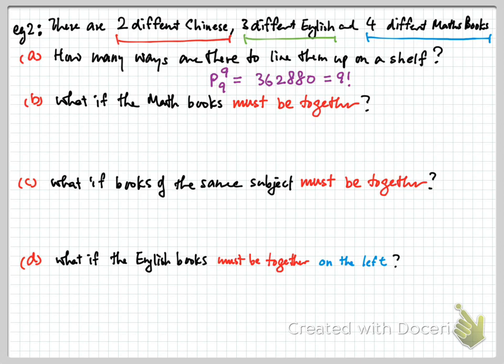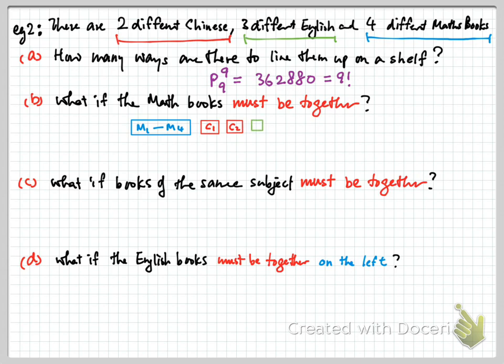No restrictions. Now what if the math books must be together? So we take a blue box and put all the math books inside, M1 all the way to M4. And then each of the other books gets one box, because the Chinese books do not have to be together. So it can be C1 and C2, they can be together, they can be separate. So each has its own box.